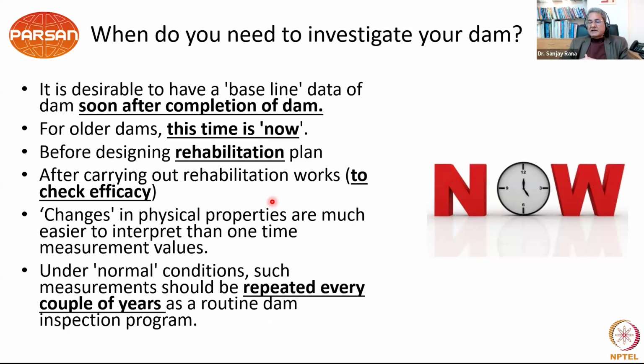Similarly, if you make a structure, it's always good to have baseline data on the structure. So ideally, every dam which is being constructed should be investigated soon after completion. But the fact is that there are dams which are more than 100 years old, and at that time, these techniques were not even available. So for older dams, this time is now. Once these techniques are available, they should be investigated now.